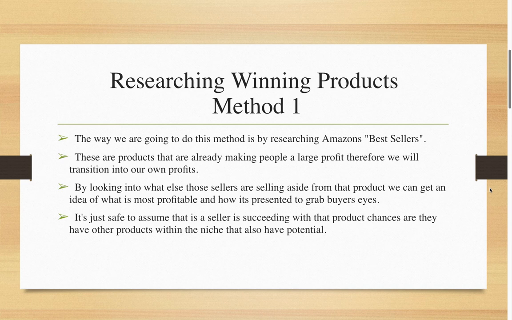Okay, so these products are products that are already making people a big profit, therefore we're going to transition them into our own profits. We're going to take their niche, their products, whatever it is that we need to, and make it our own and produce it onto eBay by drop shipping from them, which will in turn still give them the sales. So no one's really losing out. They're getting sales, we're making money and getting sales. Everyone wins. So definitely don't feel like you're doing something wrong.